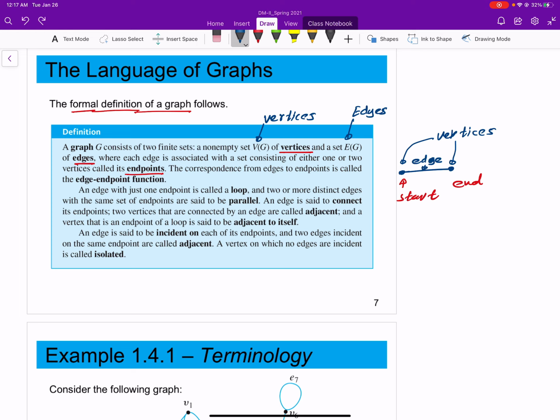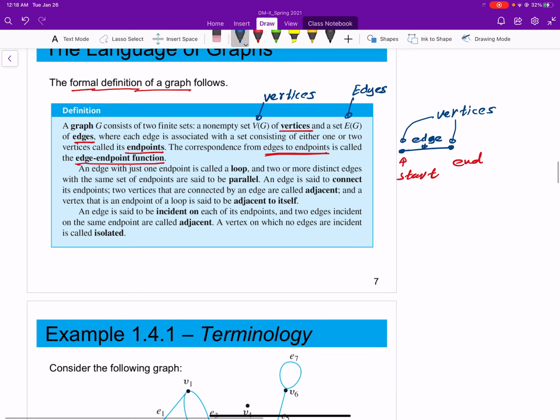The correspondence from edges to endpoint is called the edge endpoint function. So you are going to learn edge endpoint function later. So that's a function which gives you the relationship between edges to endpoints. Okay, it gives a relationship from edges to endpoint that we're going to learn very soon. Let me write, this is not clear, vertices. All right. An edge with just one endpoint is called a loop. If it has one endpoint, then it's called a loop.